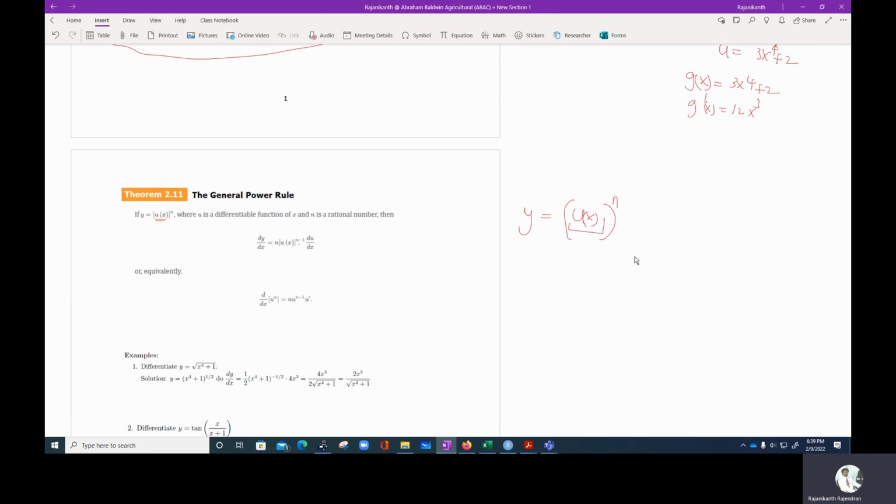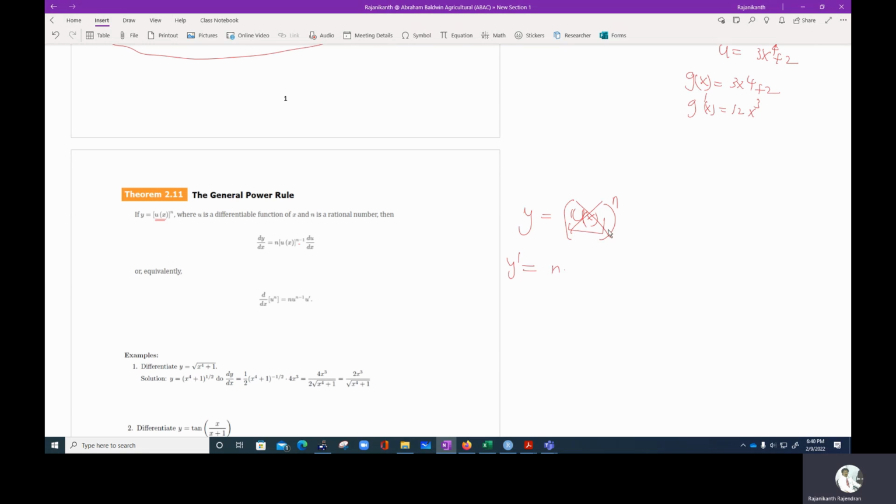You could think of this inside function u as like x. So this question is like the derivative of x to the power n. How do you find the derivative? Power rule. The derivative of x to the power n is going to be n times x to the n minus 1.